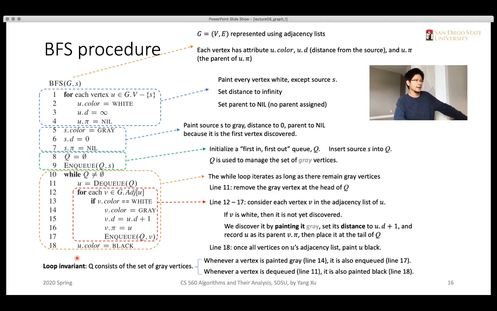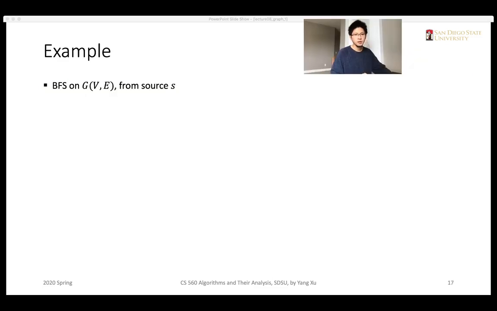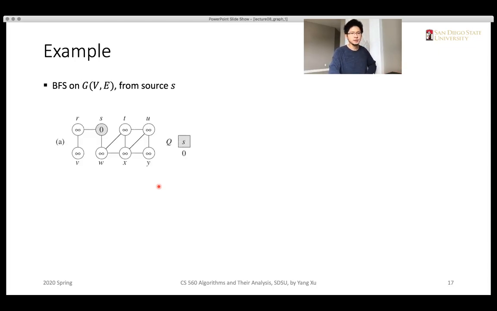So that's the walkthrough of this procedure, and from the next slide we'll use a simple example to see how BFS works on a simple graph. Let's look at this simple example of running BFS on the graph. Assume that the graph looks like this. It's an undirected graph, and the vertex S is where we start.